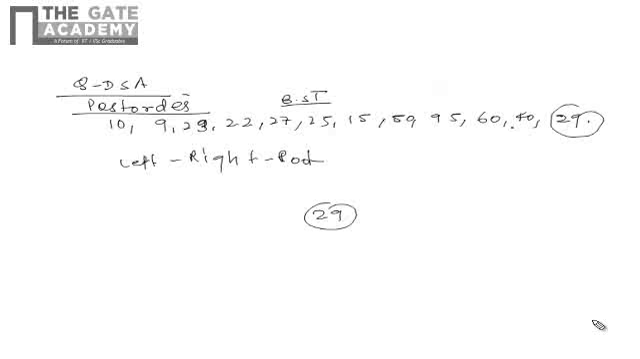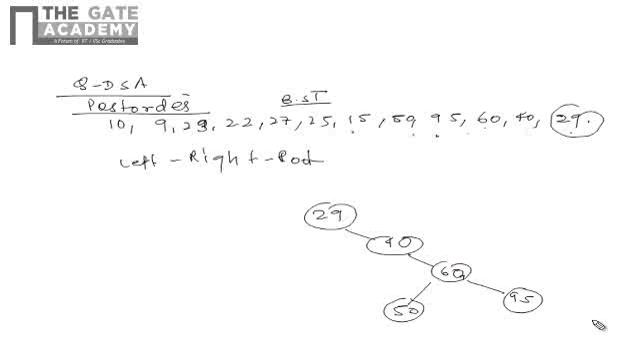Now see, before 29, 40 and 60 are there, right? Both are greater than 29, so they will definitely be in the right subtree. Now we have 95, and 95 is greater than 60, so 95 will come here. Now we have 50, which is smaller than 60. Okay, so now it is done.